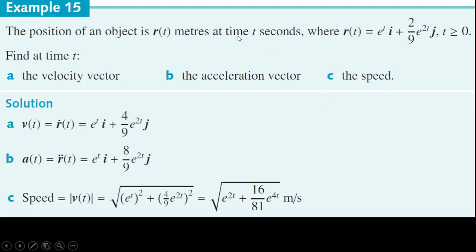Direct application of that, you have your vector position in terms of i and j with two components. You differentiate respectively to get your velocity vector, your acceleration vector, and also to get the speed, in part A we calculate the vector, we get the modulus, and we get a new expression for the speed.